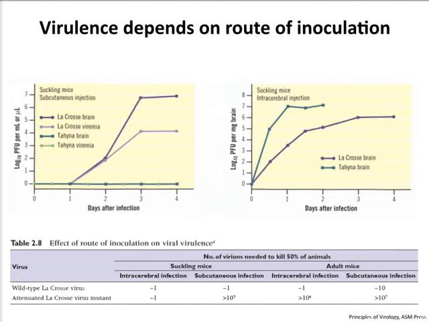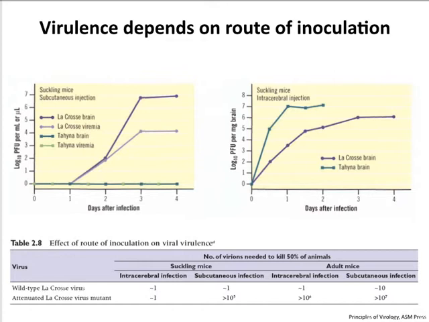Here's an example of how the route of inoculation influences virulence. These are two different examples here. So on the top, we have two growth curves of viruses in mice. And on the left, this is virus in the blood. So these are suckling mice inoculated subcutaneously, so just the virus is put right under the skin. And then we're measuring the amount of virus in the blood. This is PFU per milliliter, or a microliter of blood.